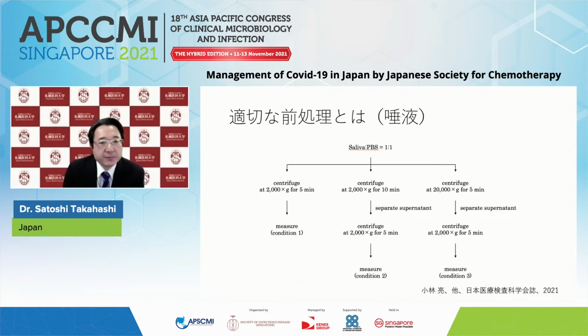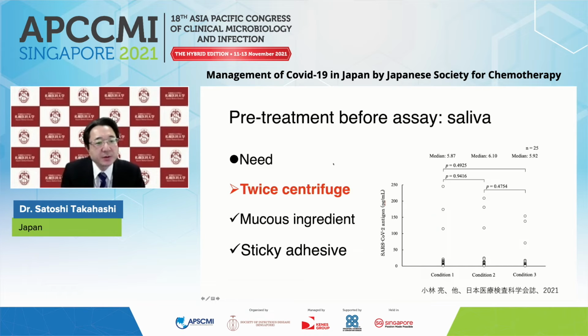And we again emphasize the complexity of the saliva sample. A single centrifuge is not appropriate, so we can use twice centrifuge. Twice centrifuge is necessary to remove mucinous ingredients or sticky adhesive.